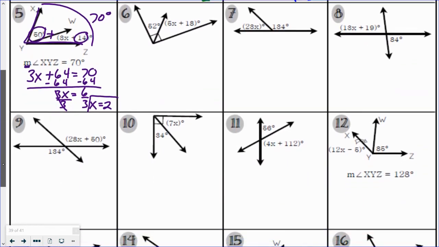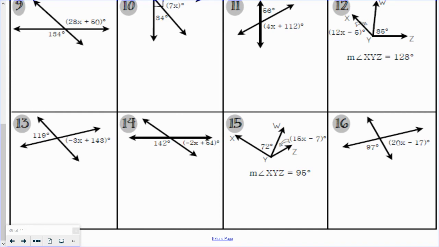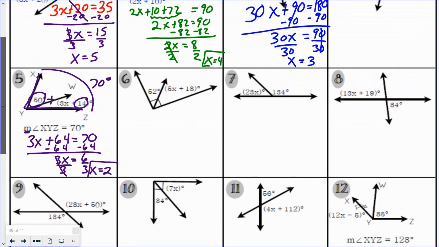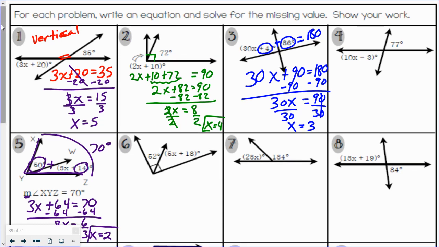I believe that covers all of our main examples. You're either going to have that they're equal to each other, they're equal to 90 degrees, they're equal to 180, or they're equal to the measure of an angle they gave you. This is what we're going to work on in the next 2 days. So if you're virtual, you have until Wednesday to finish this up.